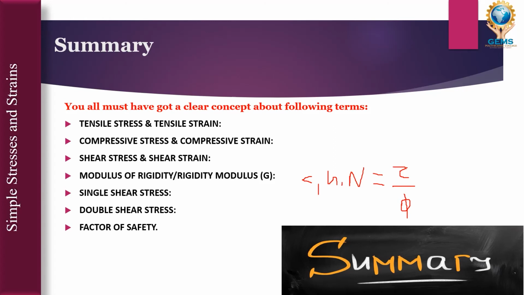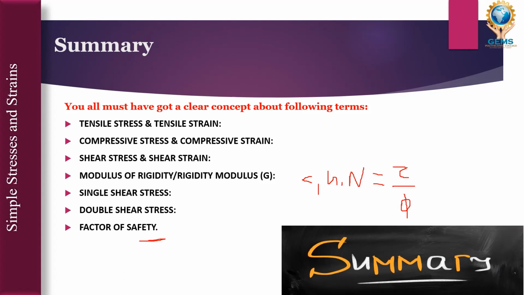And what is single shear stress? In single shear stress, single shear value will be available. In double shear stress, double shear will be available. And finally, we have seen factor of safety. What is factor of safety? It is the ratio of ultimate stress divided by permissible stress. Ultimate stress divided by permissible stress. We also know one thing, permissible stress is only known as working stress.